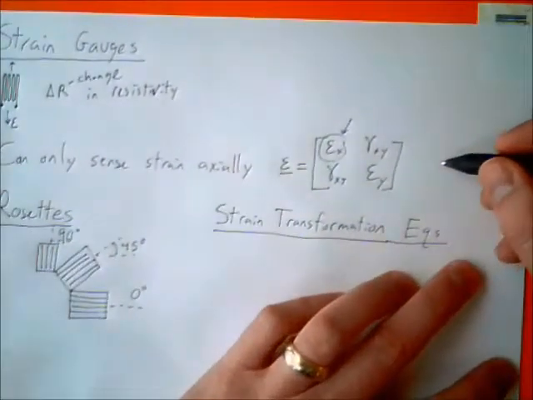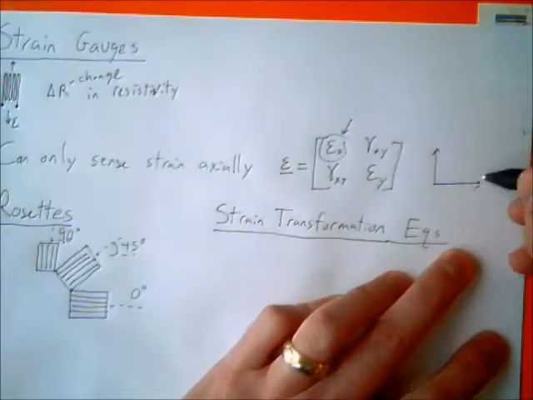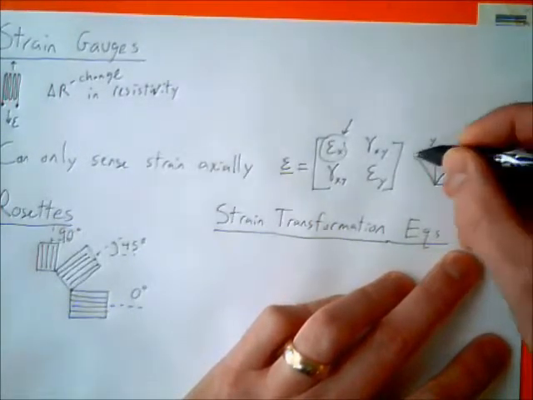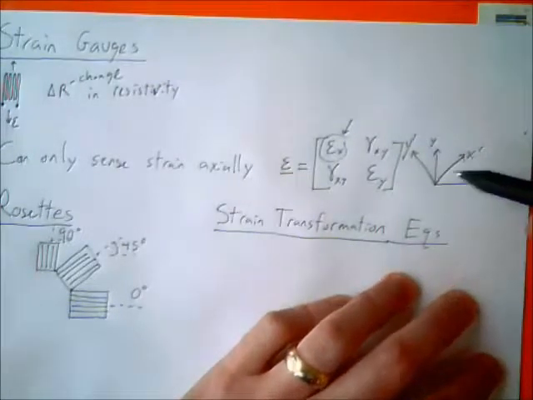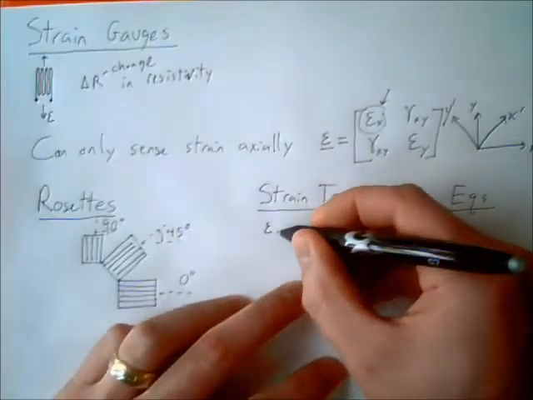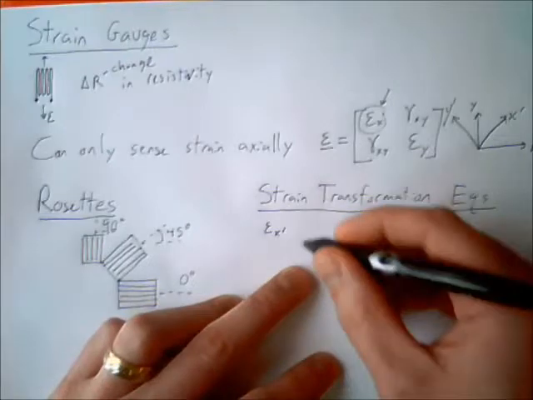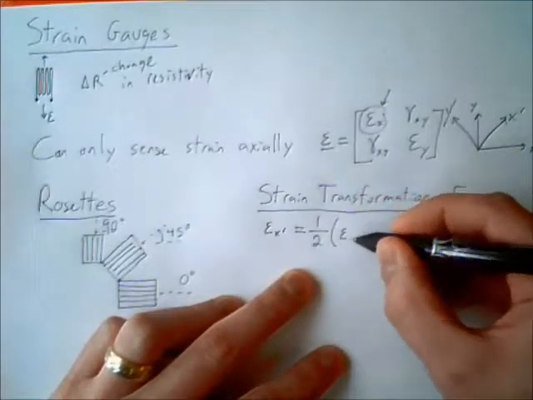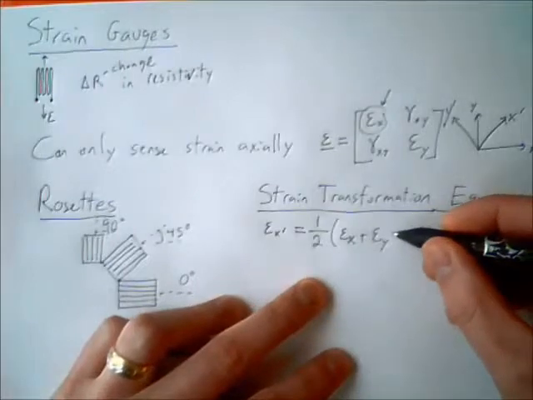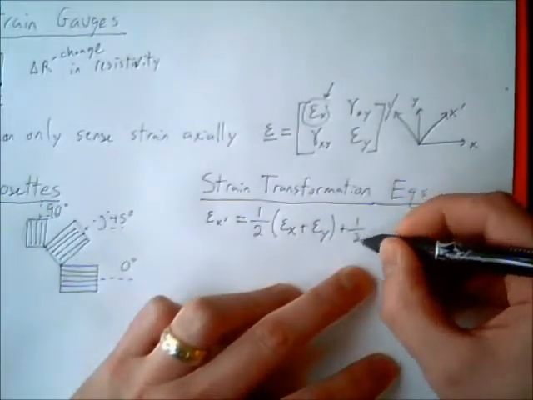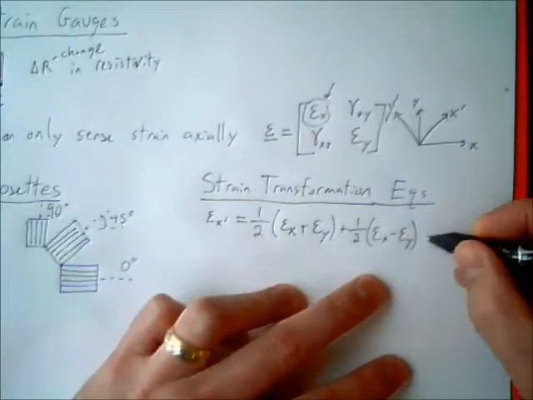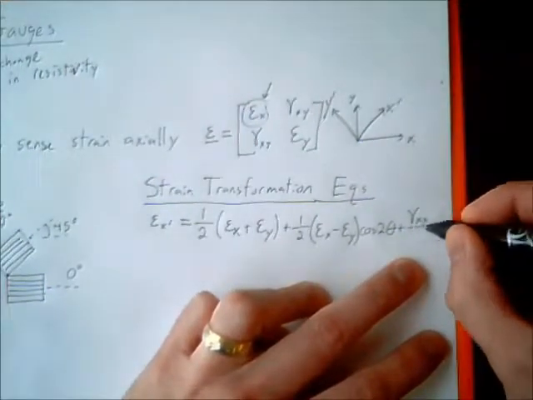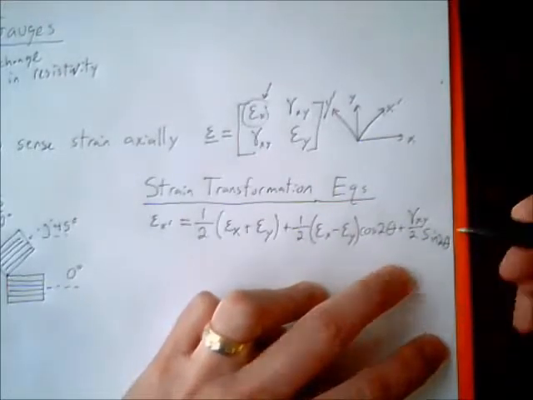So if this is some orientation XY, and I want to find the strains in a new orientation X prime, Y prime, some rotated coordinate system, I can say epsilon x prime, can we actually read that? Maybe. Can sort of read it, is 1/2 (epsilon x plus epsilon y) plus 1/2 (epsilon x minus epsilon y) cosine of 2 theta, plus gamma xy over 2 sine of 2 theta. I'm running off the end of the page there.